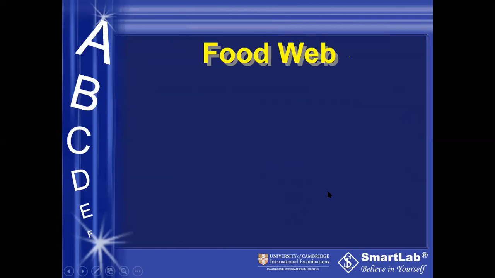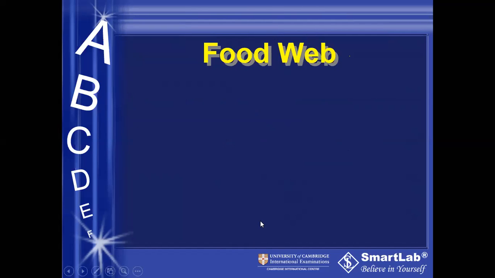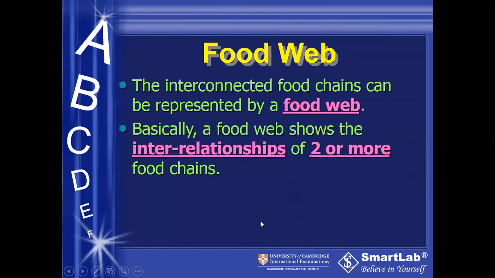Okay, a food web actually is made out of interconnected food chains, as most of the organisms feed on more than one kind of food. So a food web shows the interrelationship of two or more food chains. So a very simple food web consists of at least two food chains.